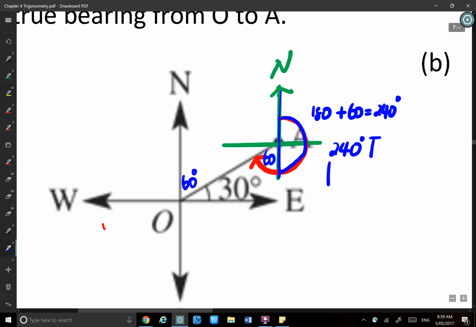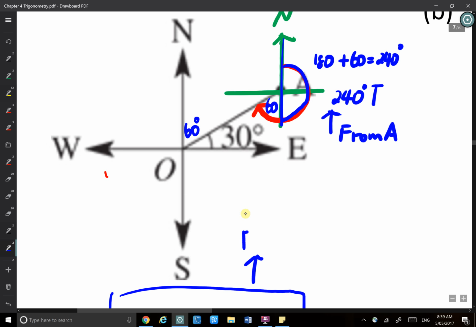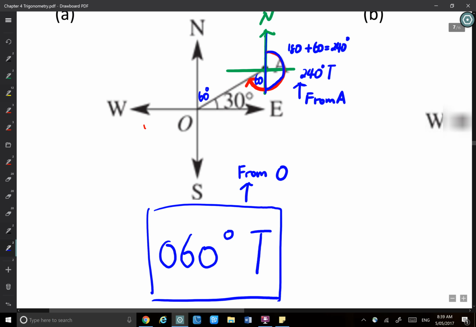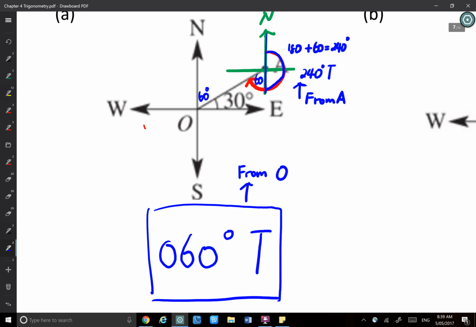That is from A. Okay, that is from A. And the bottom one is from O. One is from A and one is from O. So you start from the north of that object, and then go clockwise until you meet the line of connection, connecting those two objects.